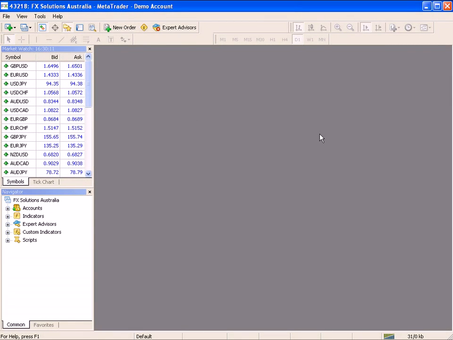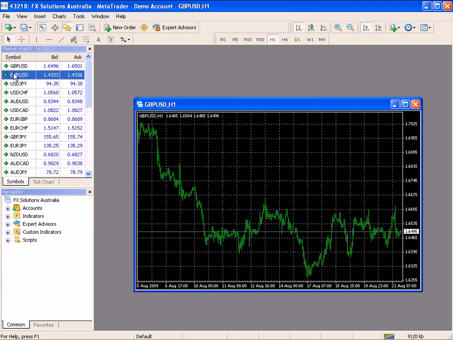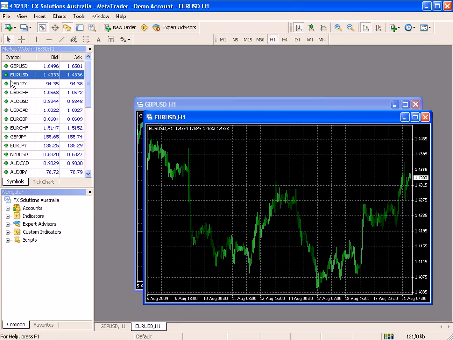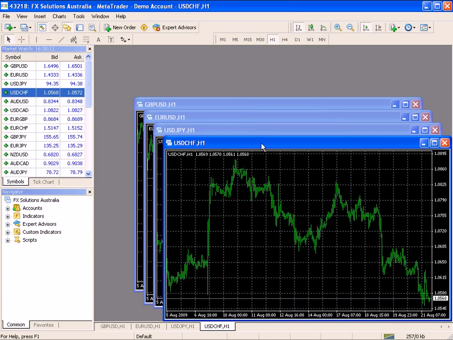Okay everyone, I've pulled up MetaTrader. Let's pick the first 4 pairs. Click chart window and the pair will open up on your screen. Okay, and let's use the daily.